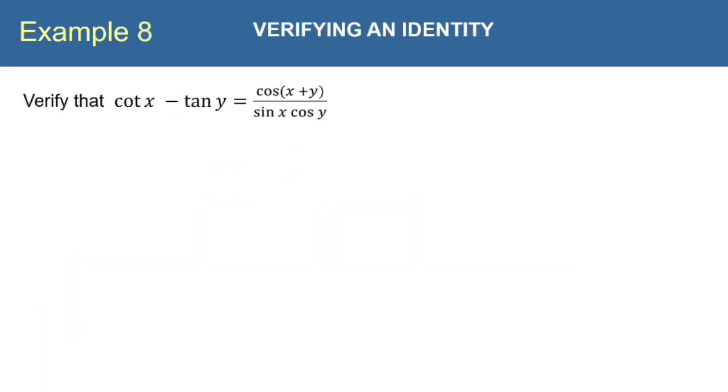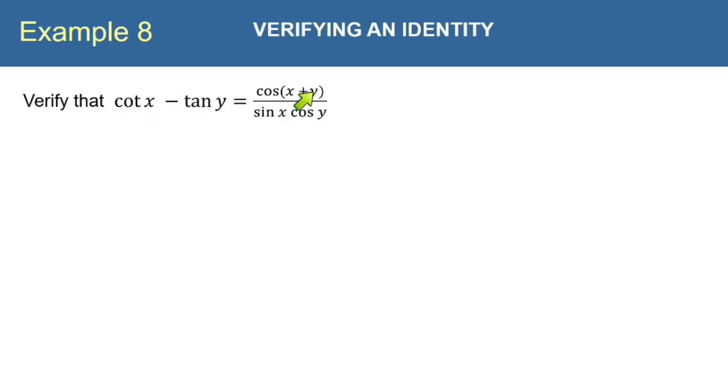And finally, here's our last proof together for this section. This is example 8. It says verify that the cotangent of x minus the tangent of y is equal to the cosine of x plus y all over sine of x times cosine of y. Now, as always, when we're doing a proof, we have to decide which side of the equal mark we want to work with. And we have always said we start working with the side that looks more complicated than the other. And I think for us this time it's the right side that looks more complicated than the left side.